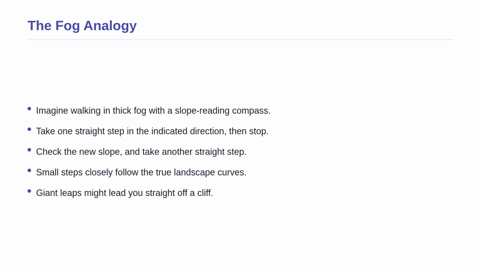To understand how this method works, let us continue with our fog analogy. If you check your compass, take one straight step in the direction it points, and then stop to check again, you are performing a step-by-step procedure. If you take very small steps, you will closely follow the true curves of the landscape. However, if you take giant leaps, you might walk straight off a cliff because you ignored how the ground curved beneath you during that long step. This is exactly how Euler's method traces out a hidden mathematical curve.